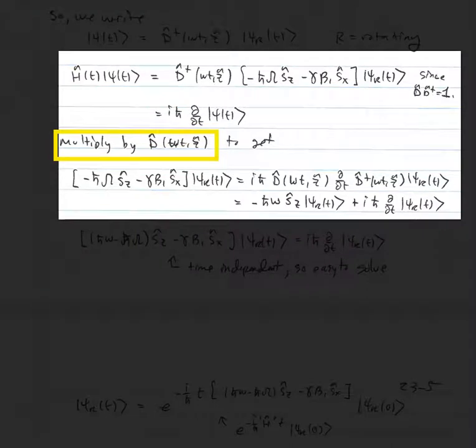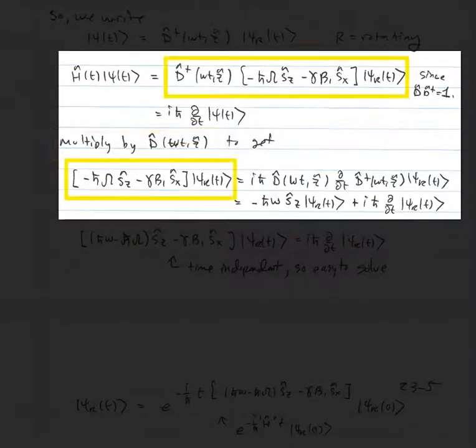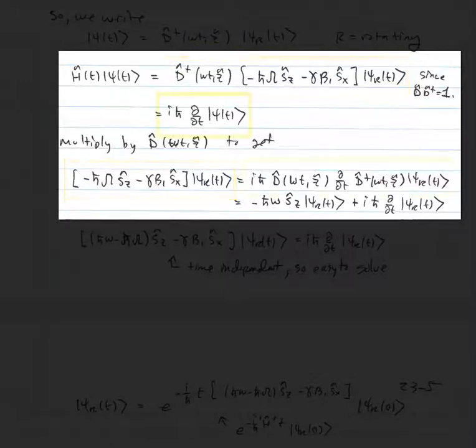We're going to multiply both sides now by D. The left-hand side is simple because D times D dagger is also equal to 1. So we just get minus h bar omega Sz minus gamma B1 Sx acting on psi rotating of t is equal to i h bar D of omega t z, d by dt, D dagger of omega t z, psi rotating of t. And we can calculate that derivative.